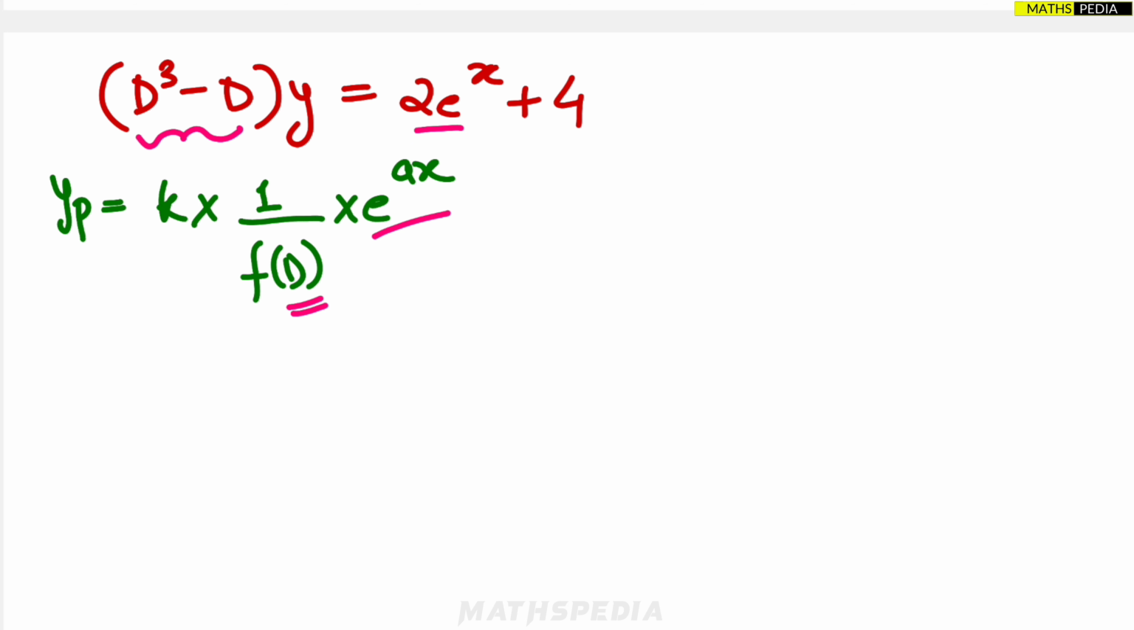K is nothing but whatever is the coefficient. So it is in the form of k into e power ax. K is nothing but the coefficient. Here it is 2 and here it is 4. So that depends. Okay, so what we are going to write? We are going to write it in this form. So carefully you have to observe the form.